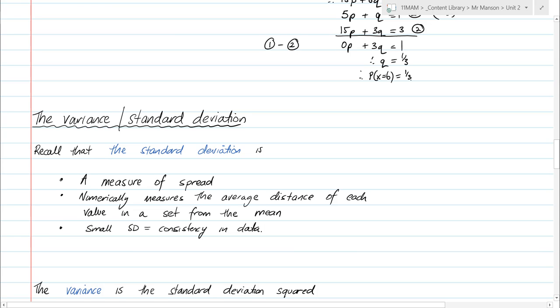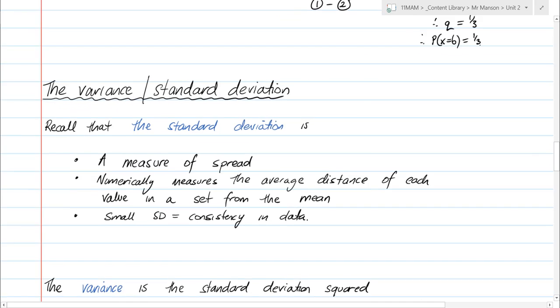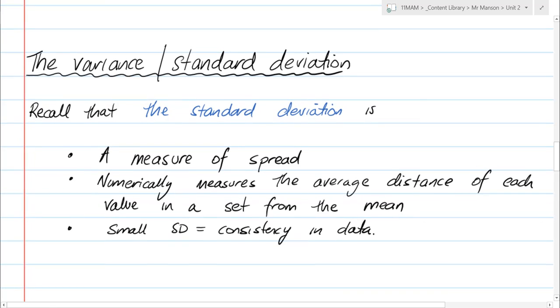So variance and standard deviation. A couple of little conversations going on underneath me at the moment. Cool.